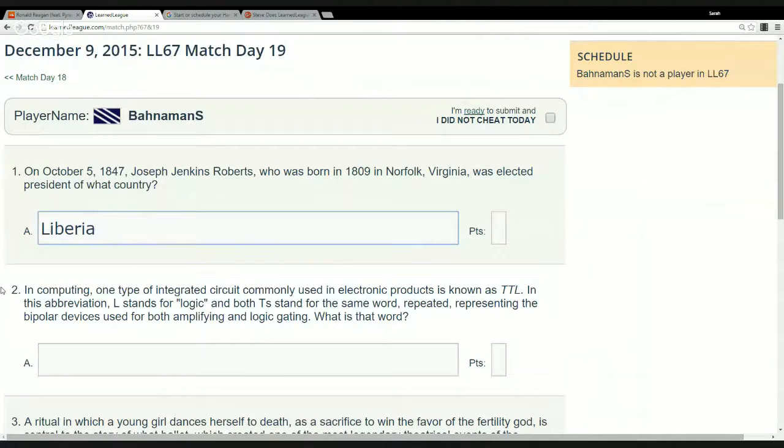In computing, one type of integrated circuit commonly used in electronic products is known as TTL. In this abbreviation, L stands for logic, and both T's stand for the same word, repeated, representing the bipolar devices used for both amplifying and logic gating. What is that word?